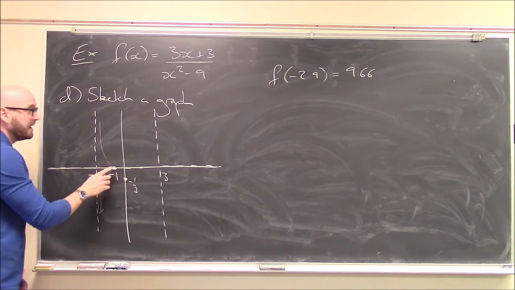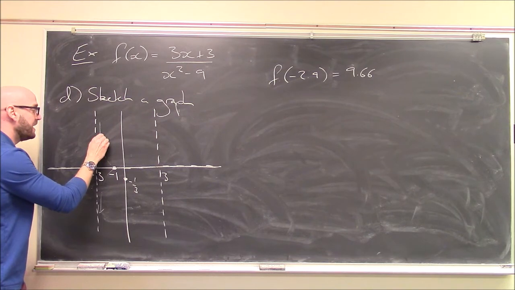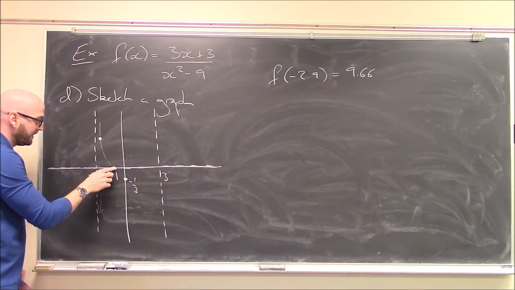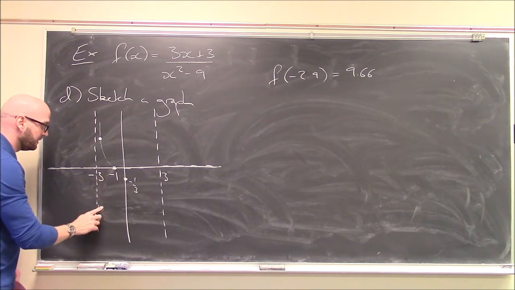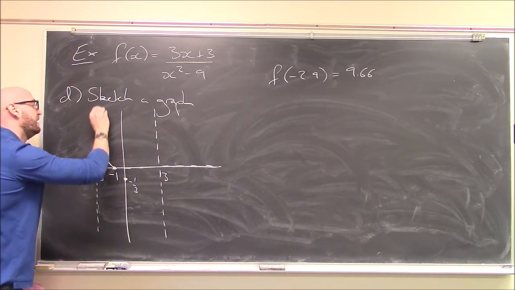Okay, so what does that mean? That means when I plug in minus 2.9, it takes on this big positive value, 9.66, which means that I can't be doing this, I can't be going down. My function is in fact increasing as we get close to minus 3, so it looks like that.